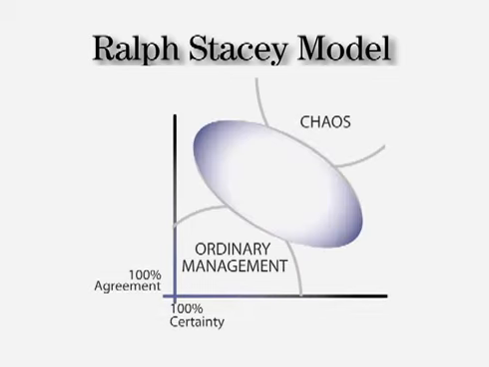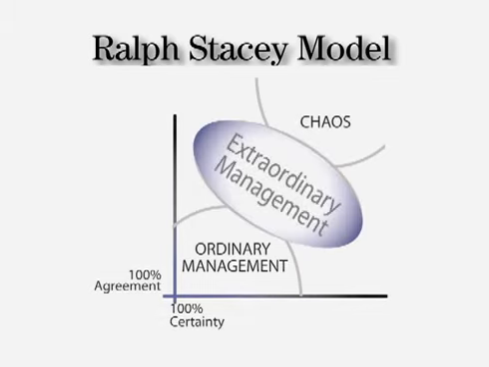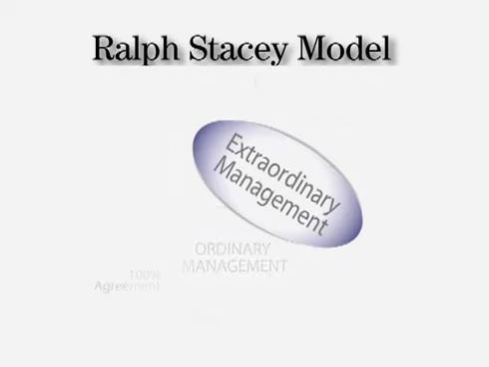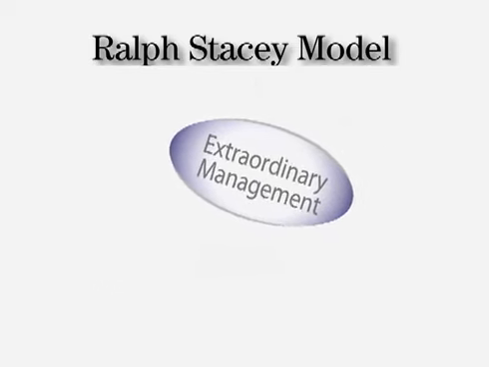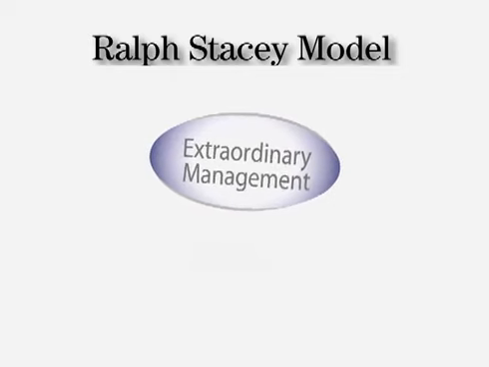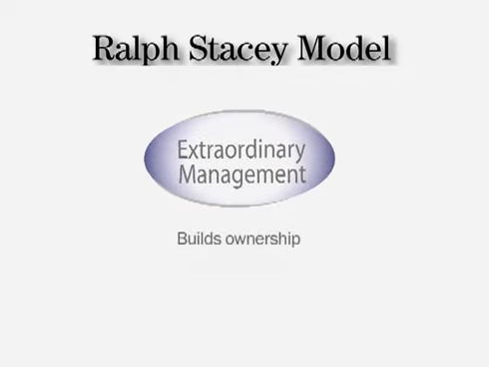In the middle ground is the extraordinary leadership. And that is an area where there's enough certainty and enough agreement. That is where teams of people should work together, because it builds ownership, it builds alignment, and that's where the real juice is. So what you're going to see now is a little training clip.